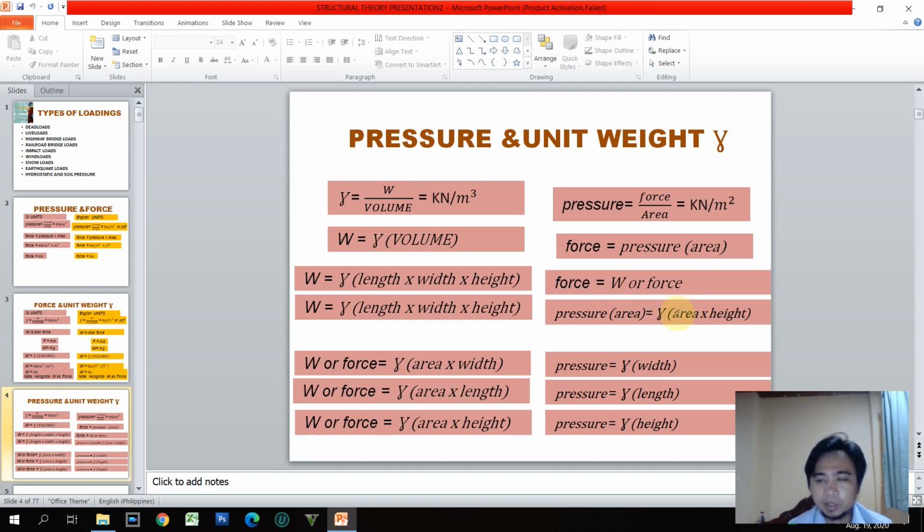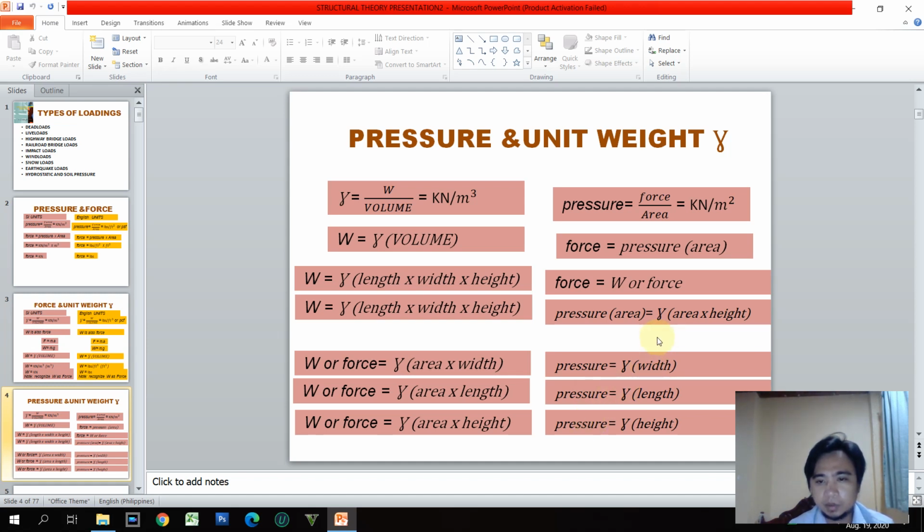So in here, two of the variables have already combined to make area, and both are present on the left and right side, so that area will just be cancelled, and therefore relating pressure to gamma, we have pressure is equal to gamma times width, or pressure is equal to gamma times length, or pressure is equal to gamma times height.